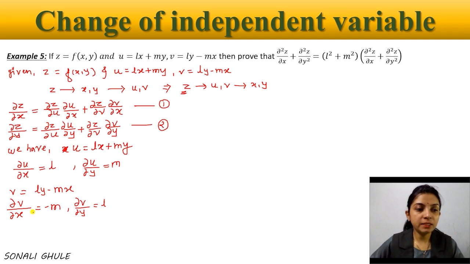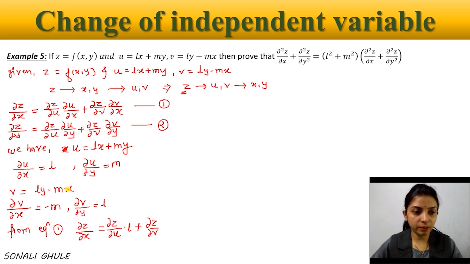Okay, putting all these derivatives here in equation 1 and equation 2. So I can write here, from equation 1, ∂z/∂x is equal to, put the values, what will I get? ∂z/∂u as it is, and the derivative of u with respect to x that we have found, it is l, plus ∂z/∂v as it is, and the derivative of v with respect to x that we have found here, minus m.